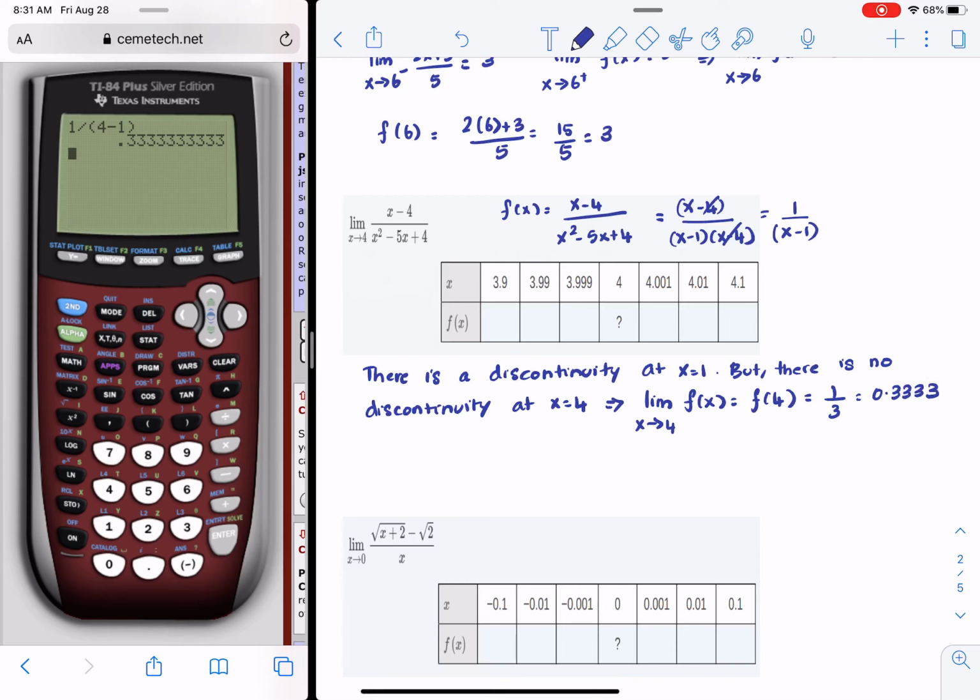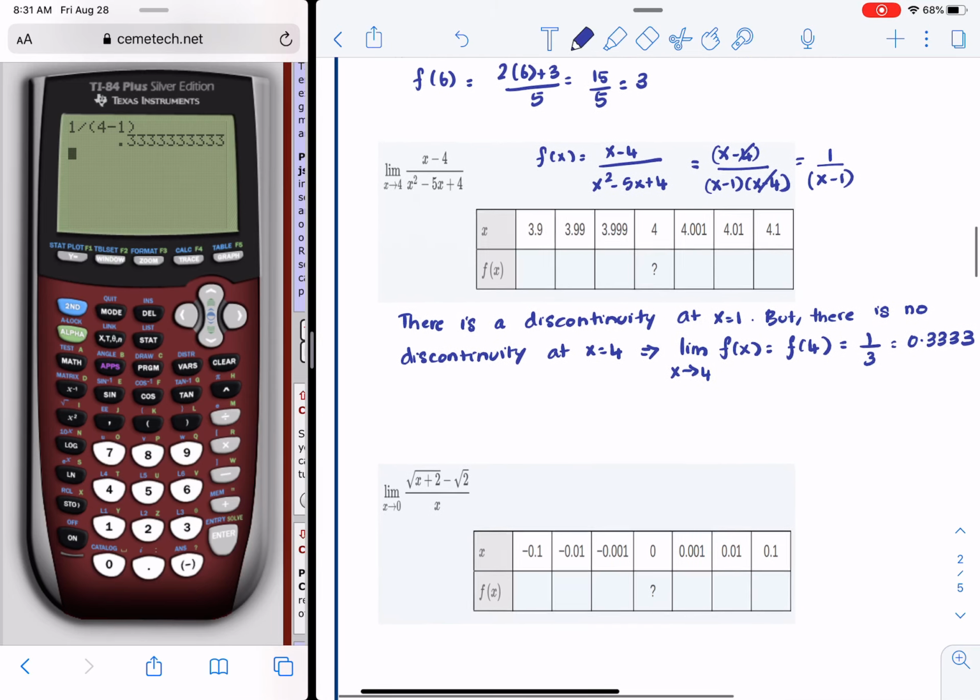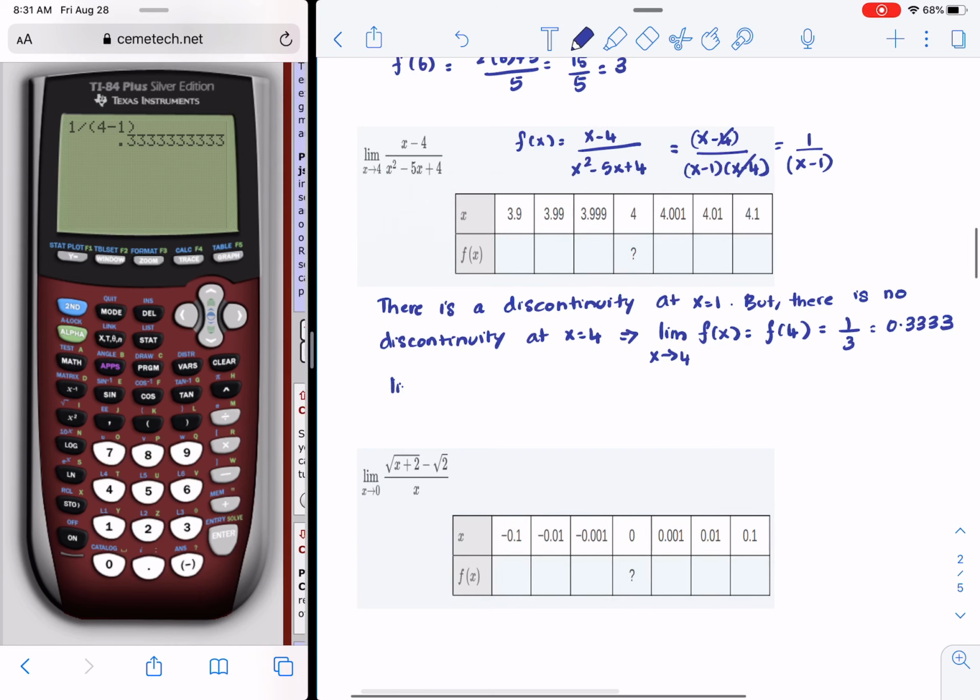0.3333. Let's see if we get the same value with the table. So I'm going to approach 4 from the left-hand side.